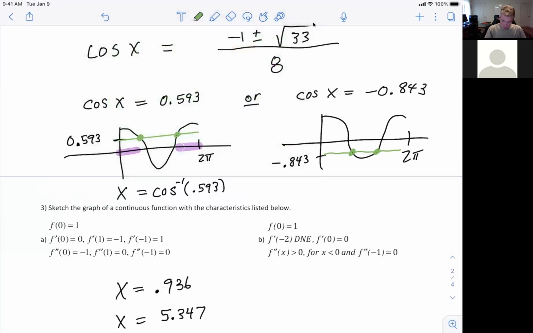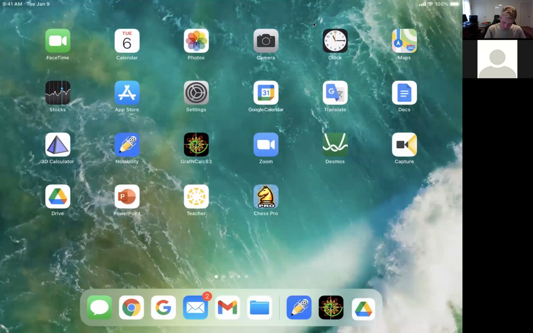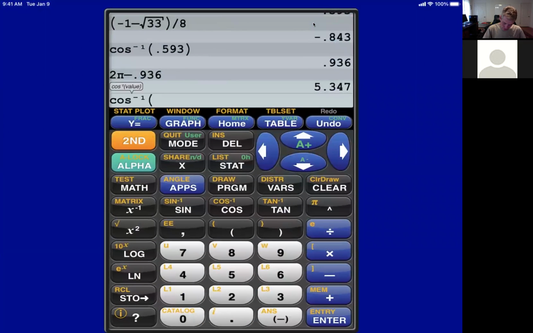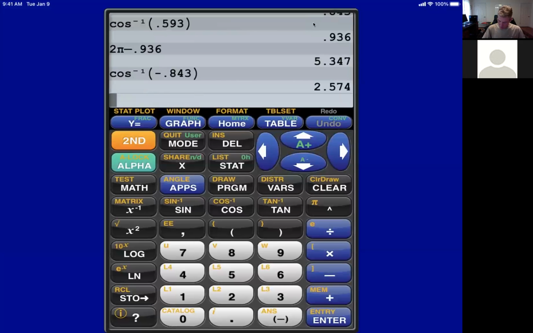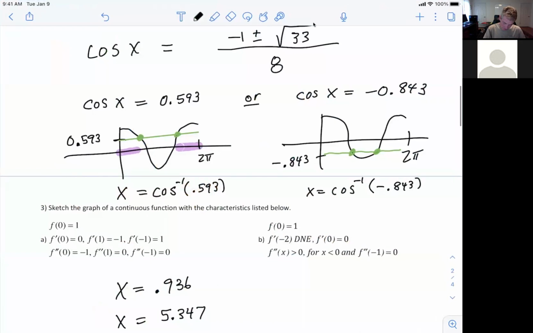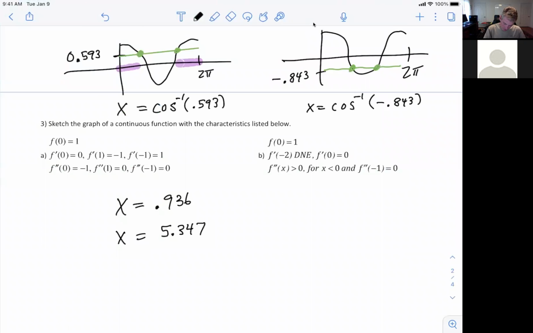And then one of them is going to be cosine inverse of the negative 0.843. So skip over to the calculator. Cosine inverse of a negative 0.843. So a 2.574. So next, the third answer is 2.574. So that's this green dot, which is now a black dot.